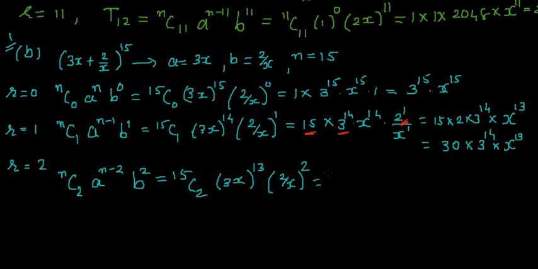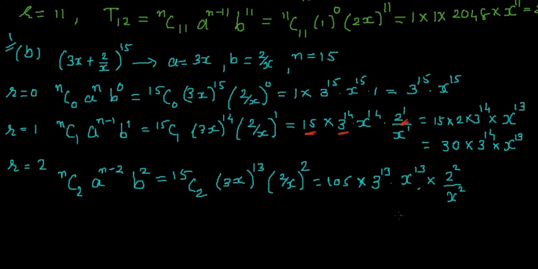Simplify further. 15C2, if you use a calculator, will give me 105, into, now this 3 and x both will get the power, so 3 raised to 13 into x raised to 13, they are all in multiplication only, into (2 by x) whole raised to 2, so 2 will get the power 2, that is 4, and x will also get the power 2 in the denominator.